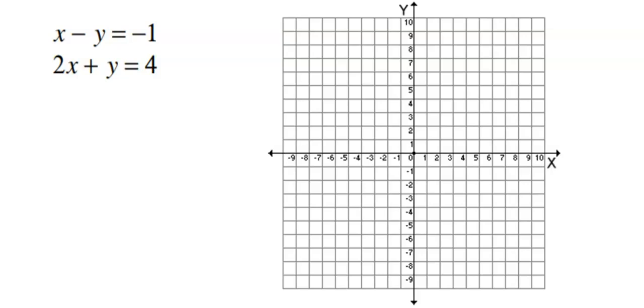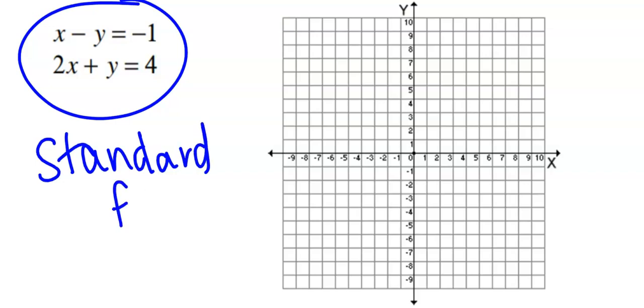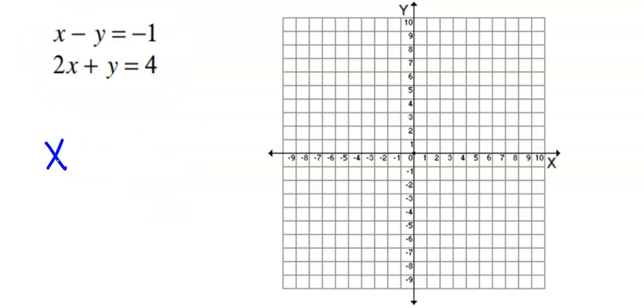Let's take a look at another one. You'll notice these equations are written in standard form, which means they're not ready to be graphed. We don't have a y-intercept and we don't have a slope, but you could graph using the x and y-intercept method.